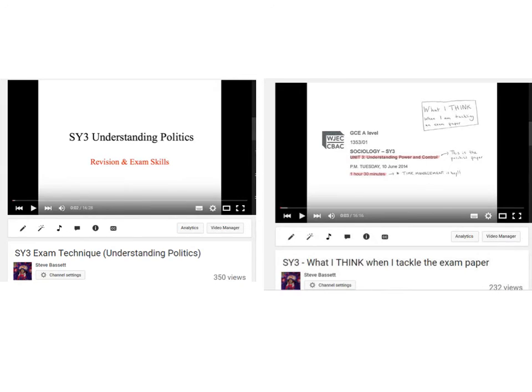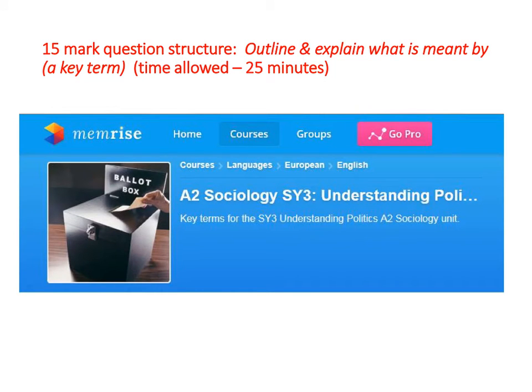Now, because the normal structure for the 15-mark question, not just in the mock, but more importantly in the real exam in June, is going to ask you to explain what is meant by a key term, it's really important that in the exam you can instantly recall the meaning and definition of all of the key terms from the SY3 unit. And that's why spaced retrieval practice, testing yourself regularly using the revision tool that I've created on Memrise, is absolutely crucial.